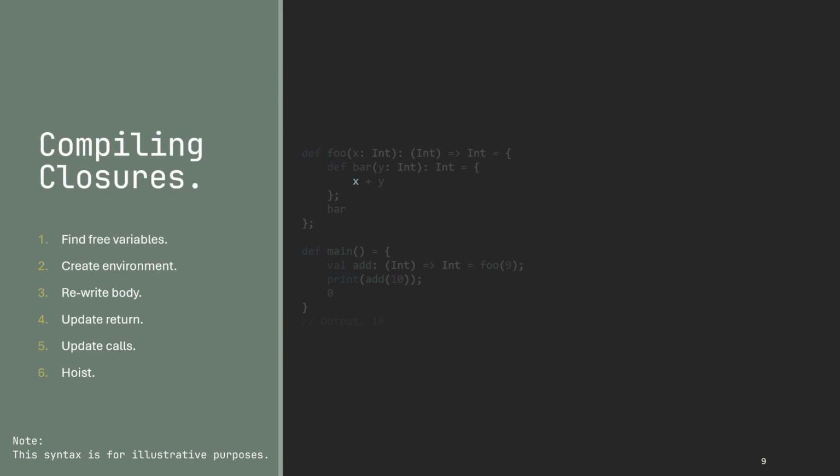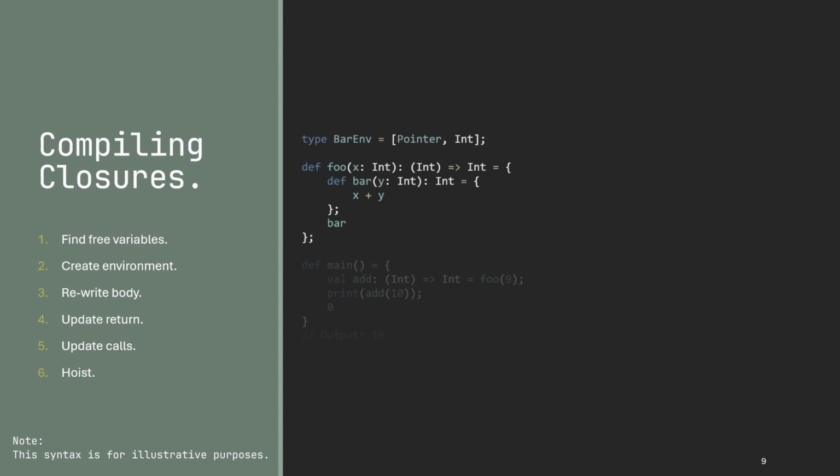If we want to remove bar from the body of foo, we need to somehow maintain a reference to X. This is done by defining an environment that contains a reference to all the free variables that we want to use, in this case an integer, and we also pass in a pointer to the function the variable is found in, so bar. Now we have this environment, we can rewrite the body of the function by substituting the free variables with a reference to this environment.